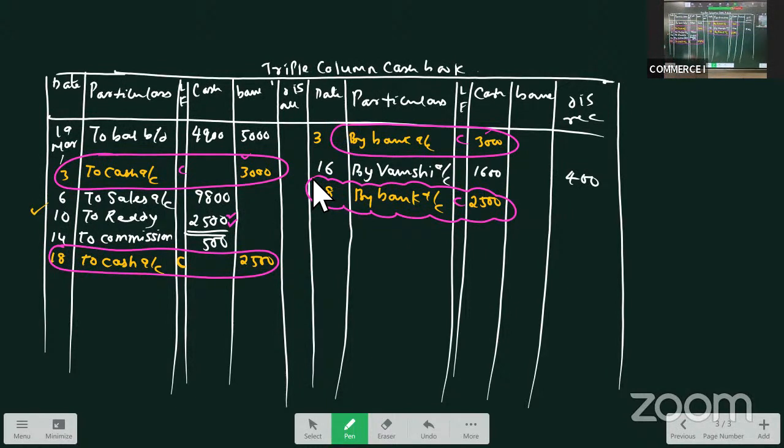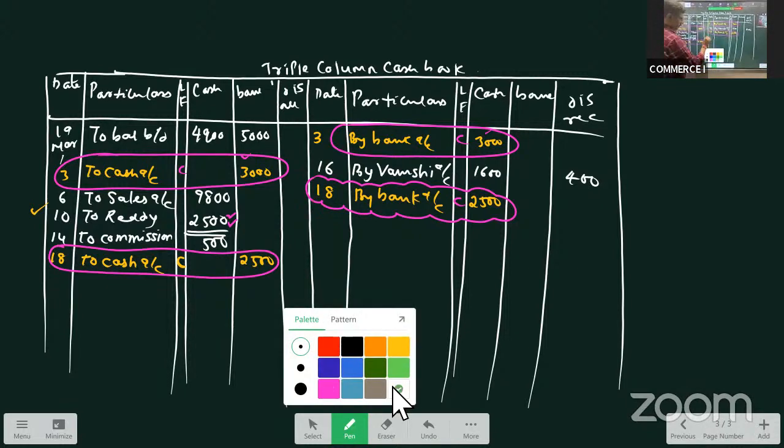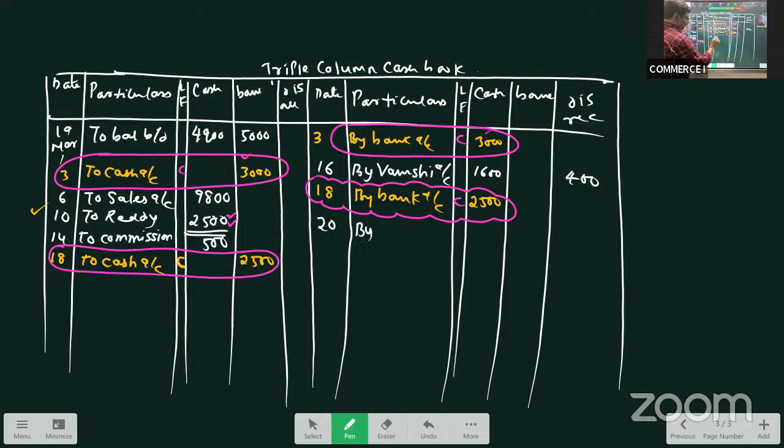20th, paid for transport. Paid for transport is a payment, obviously. Outflow, by transport. What is the amount? Amount is 600. So that I'll take in the cash column. Next, received cash from Srikant. On 22nd, we received cash from Srikant. It is an inflow. How much? 4,700. We received 4,700 and we allowed a discount of 300.